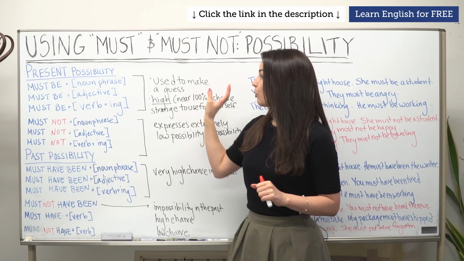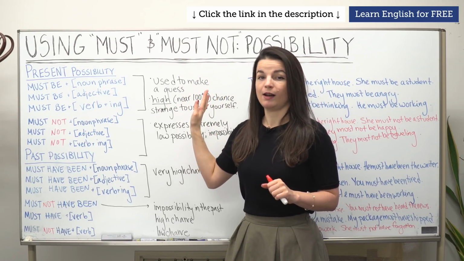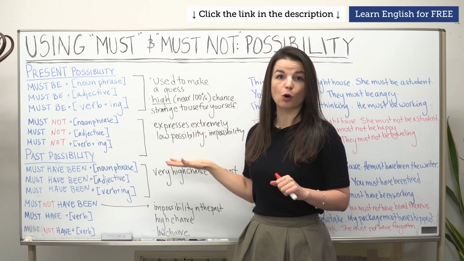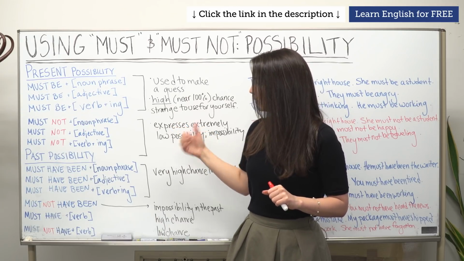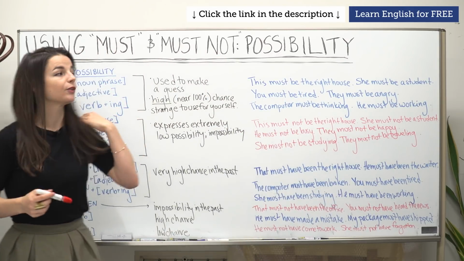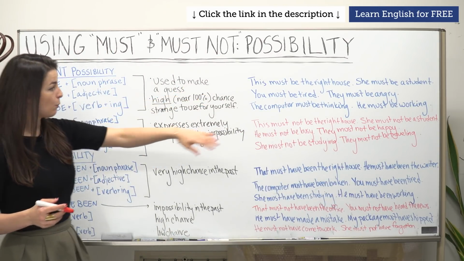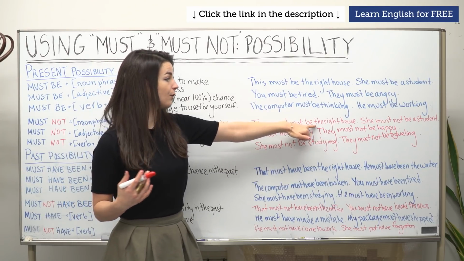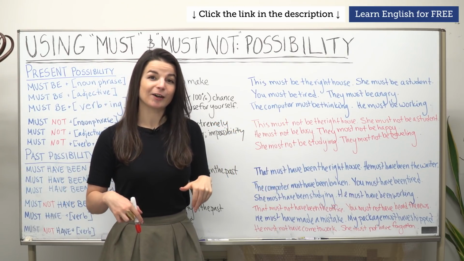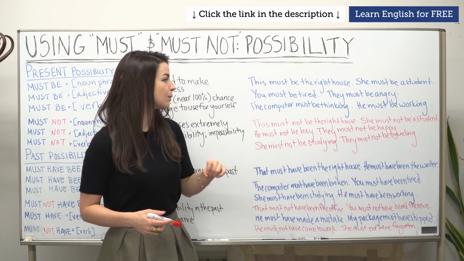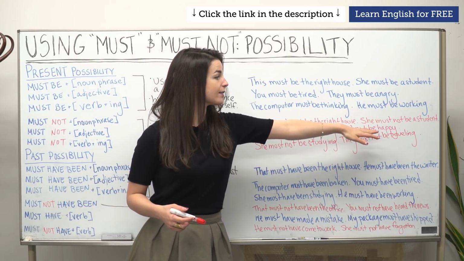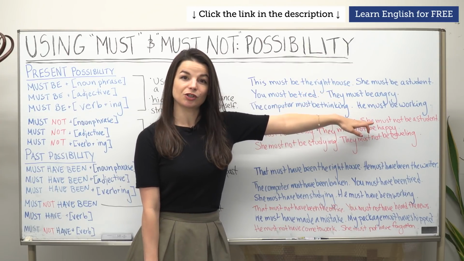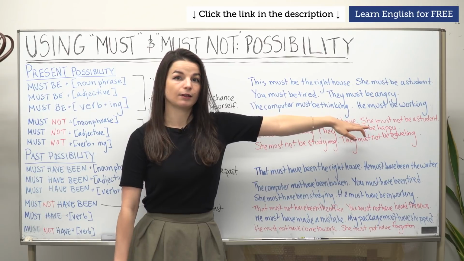So please keep this in mind. Must be, or must, is used to make a high possibility guess. Must not, however, expresses very low possibility, very low. So let's look at a few examples, similar to the other examples we looked at. With a noun phrase, this must not be, again, must not be the right house. So it is impossible that this house is the correct house, in other words. Here, she must not be a student. Here, high chance she is a student. Here, low chance she is a student. Impossible she is a student.